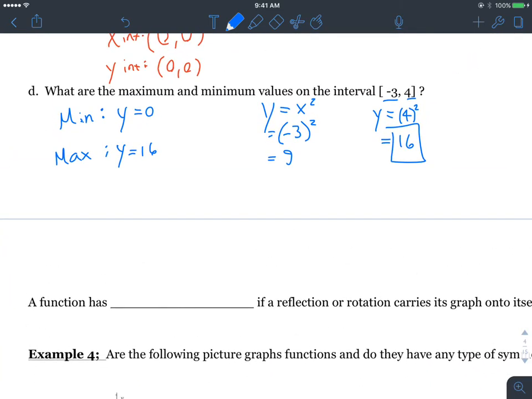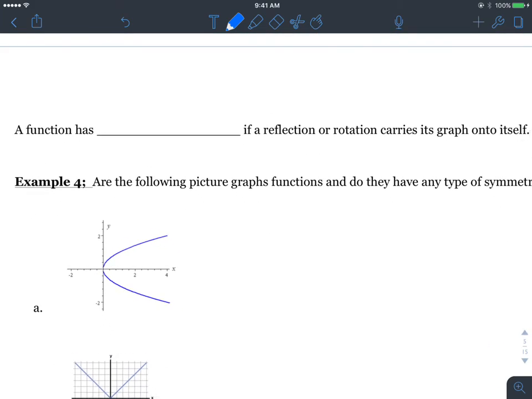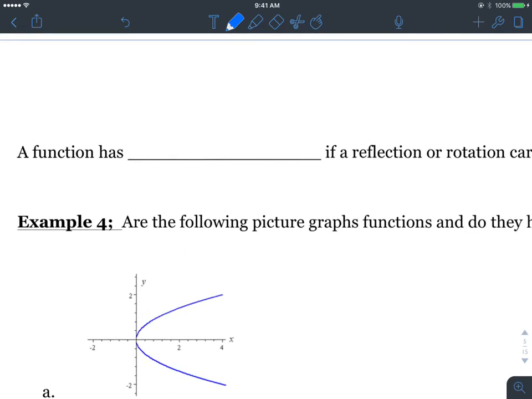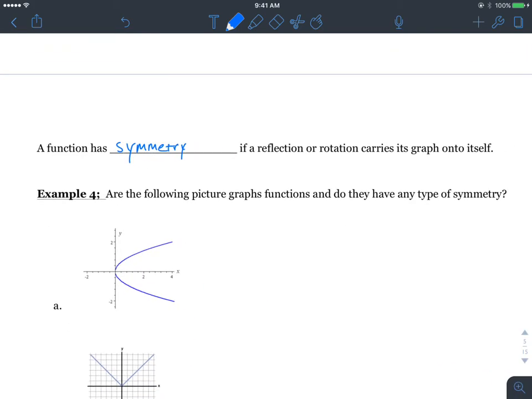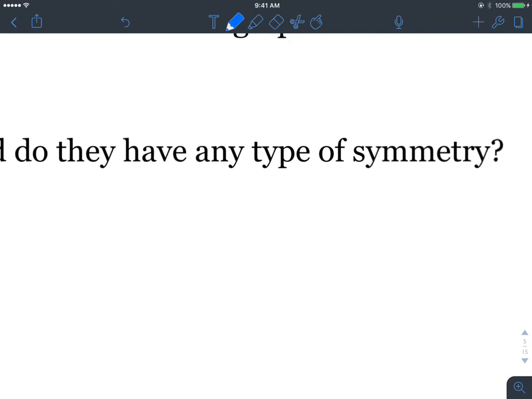Okay, last thing we've got here is we're going to be talking about symmetry. So a function has symmetry, I think that's two m's there, if a reflection or rotation carries its graph onto itself. That's kind of a weird way to write it out, but there are two types of symmetry that you're going to see: line symmetry and rotational symmetry. So maybe I'll add that over here.